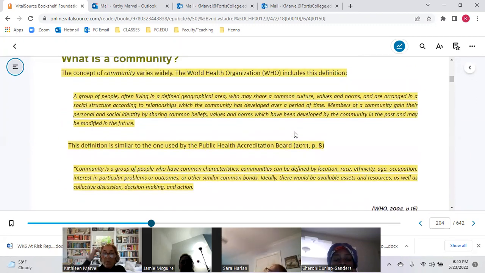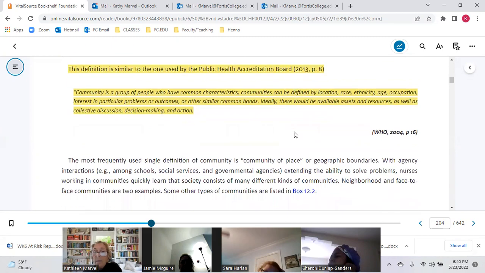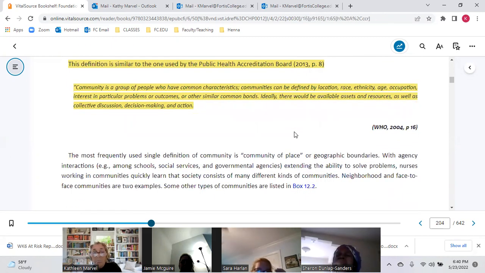And here's a definition of community. A community is a group of people who have a common characteristic. Communities can be defined by location, race, ethnicity, age, occupation, interest in particular problems or outcomes, or other similar common bonds.